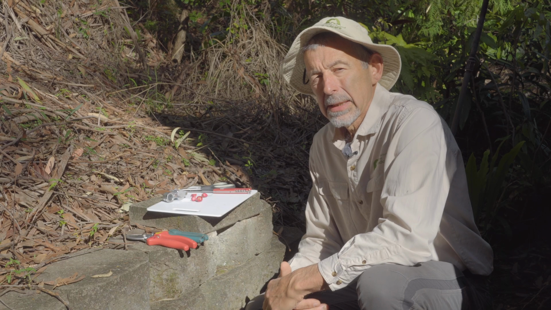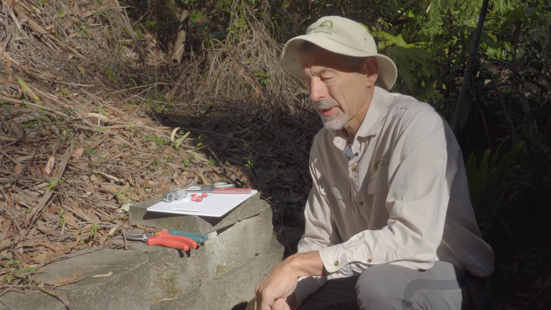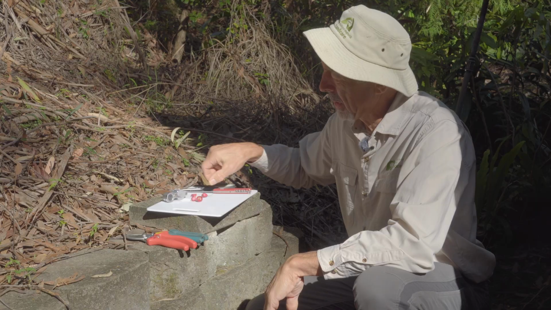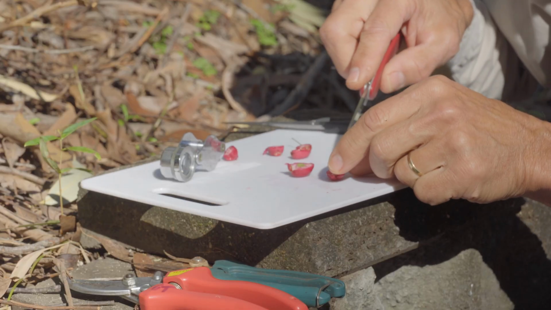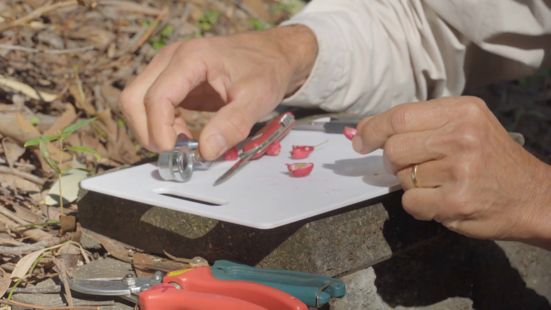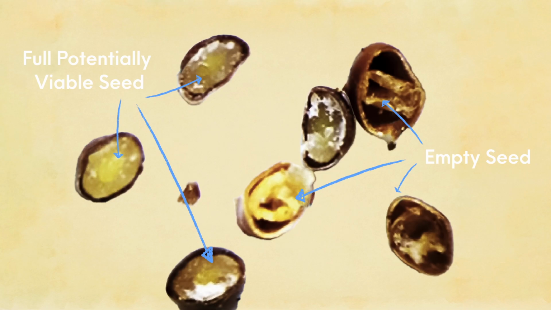Before collecting a lot of seed off a tree, it's worth doing a cut test to check the viability of the seed. A cutting board and a knife or secateurs for cutting can reveal the embryo of the seed, which should be firm and white.